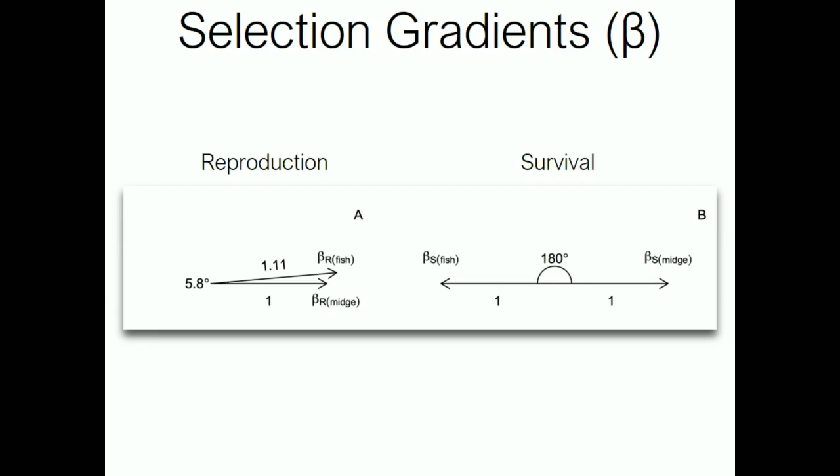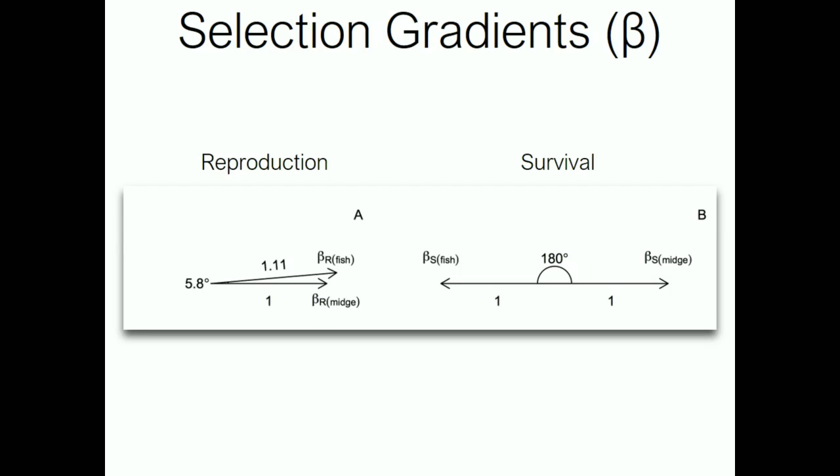This picture is about the selection gradients. Slightly abstract, possibly to some of you. Let's focus in here on the R, that stands for reproduction. S stands for survival. Okay? What these show is the pattern of selection measured against reproduction as fitness or survival as fitness. What you can see here is that in the context of reproduction, whether they're in the midge or the fish environment, everyone's trying to reproduce more.